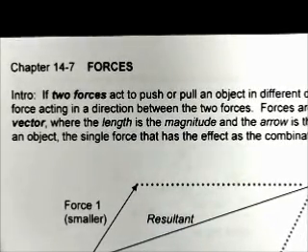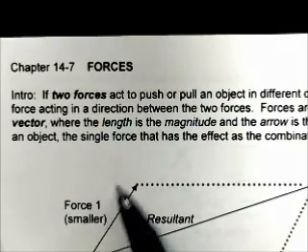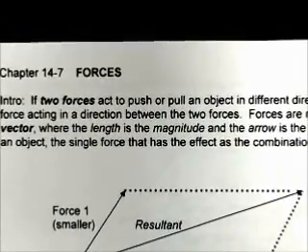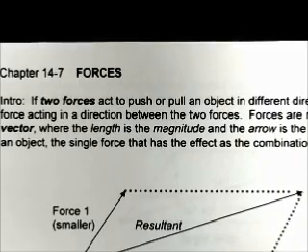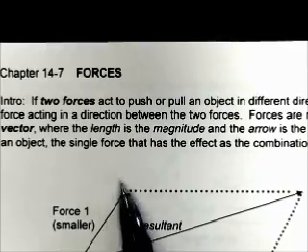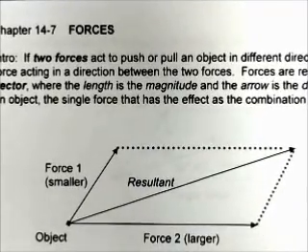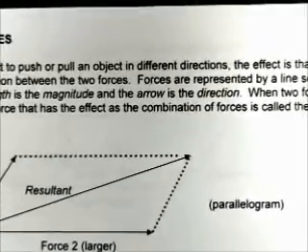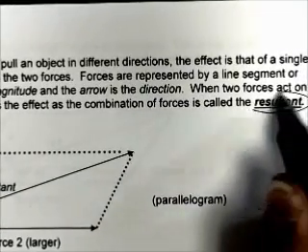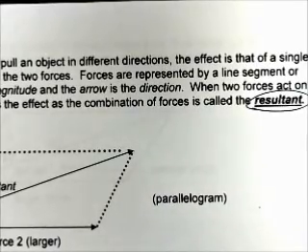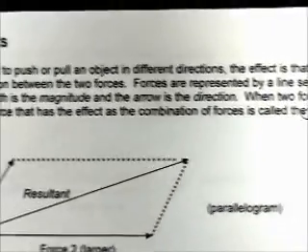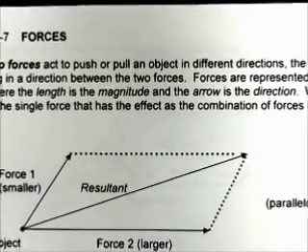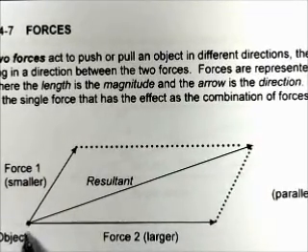Okay, so here we have a larger force and a smaller force. Forces are represented by a line segment or vector, where the length is the magnitude and the arrow is the direction. When two forces act on an object, the single force that has the effect of the combination of the two forces is called the resultant. So this is a vocabulary word you need to know. The resultant is the result of two forces acting on a single object.